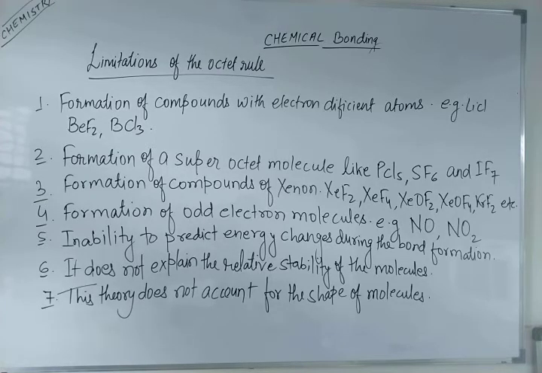Violation of the octet rule is observed in compounds like PCl5. You can just draw the structure of PCl5. Phosphorus has 5 valence electrons and all 5 are shared with chlorine. So there are more than 8, a total of 10 electrons in PCl5. If I talk about SF6, there are a total of 12 electrons shared by the sulfur. In IF7 there are a total of 14 electrons shared with the central atom. So they have more than 8 electrons in their valence shell. This is the formation of superoctet molecules. This is the second limitation.